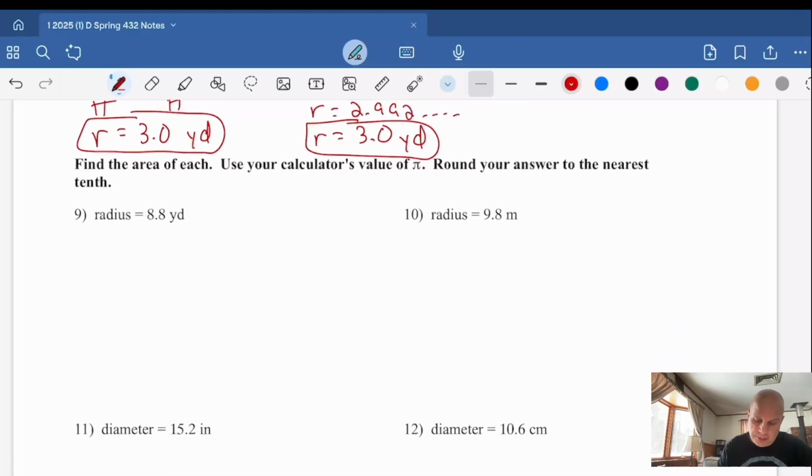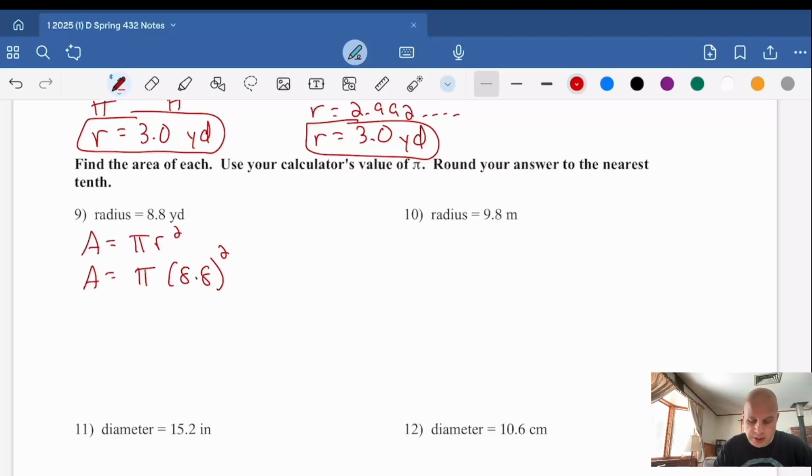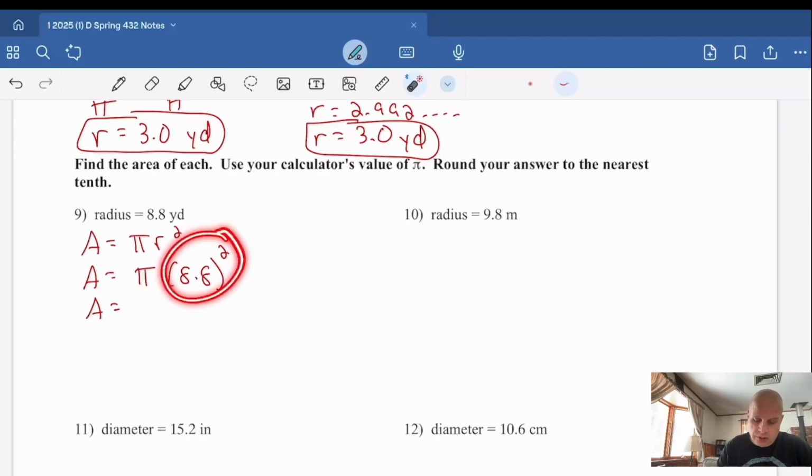Now, for the next set of problems, we have to find the area of each circle using our calculator's value of pi. So, for number 9, the formula for the area of a circle is pi r squared. R is the radius, and in this problem, that radius is 8.8. So, 8.8 squared. Now, some calculators, you could type that all in one step. Maybe you'd want to do the order of operations, do the 8.8 squared first. If I do it that way, 8.8 squared is 77.44.